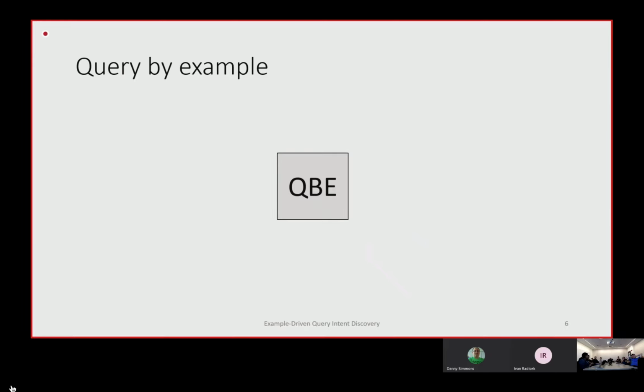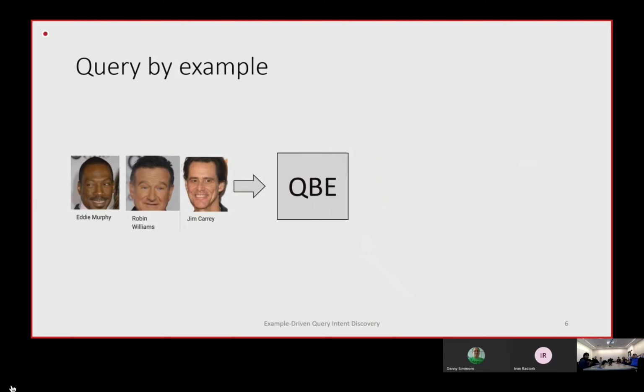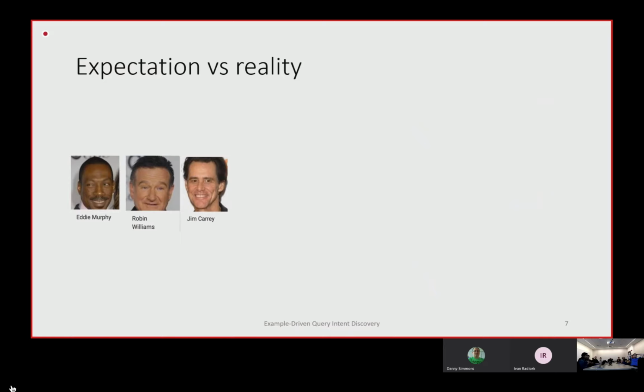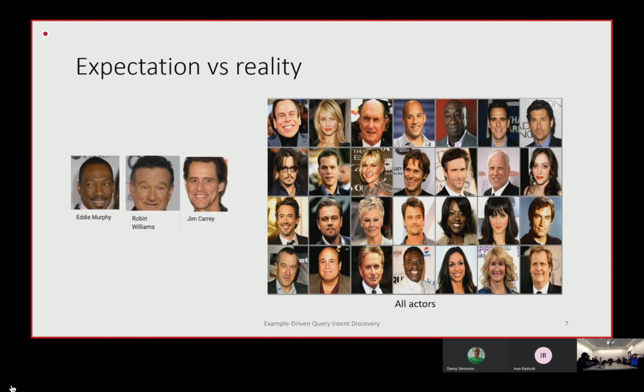There are alternative mechanisms called query by example. These systems bypass the complexity of writing SQL and work with examples. For funny actors, Alice might give the examples Eddie Murphy, Robin Williams, and Jim Carrey. The system is supposed to, ideally, detect the intent and return the list of all funny actors in the dataset. But this doesn't happen in reality. If you give these examples to a traditional query by example system, you get a list of all actors in the dataset. But how can we tell that Alice is likely looking for funny actors?